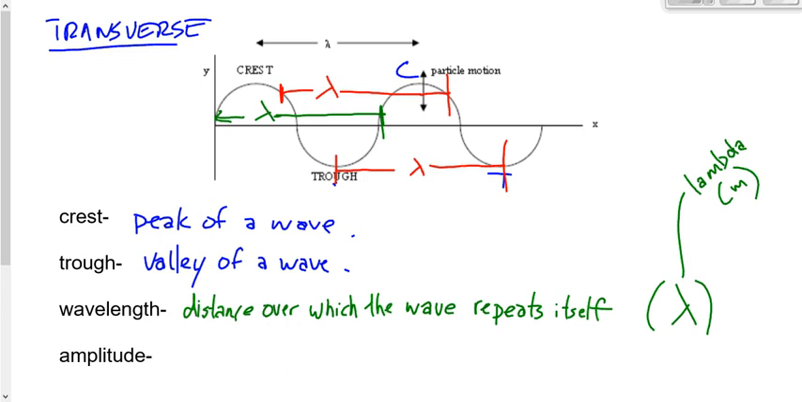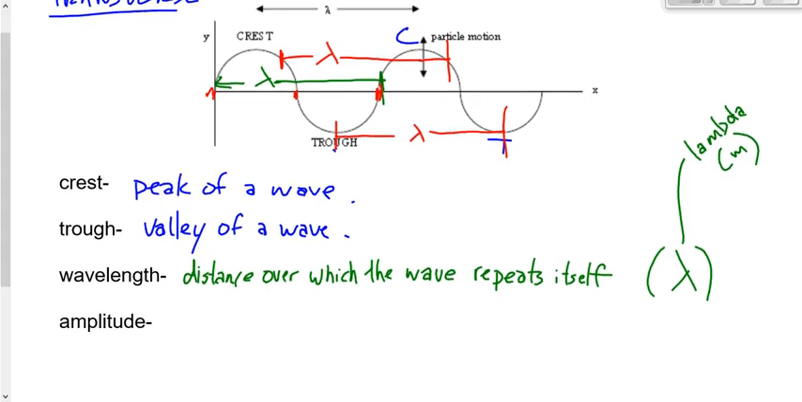Be careful. A lot of people are going to go from, let's say, from here to here. That's not a wavelength. That's half a wavelength, right? You're going from here to here, the distance over which the wave repeats itself. So from the beginning of a crest to the beginning of a crest, or from the top of a crest to the top of a crest, and so on. The distance over which the wave repeats itself, it's lambda, measured in meters.